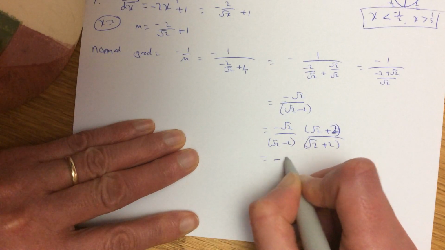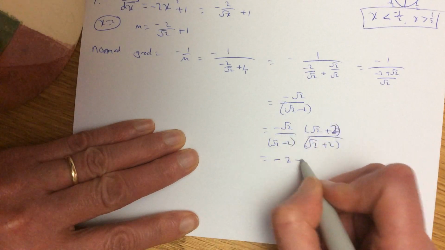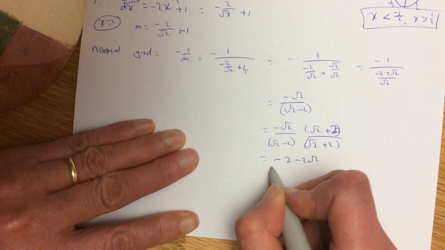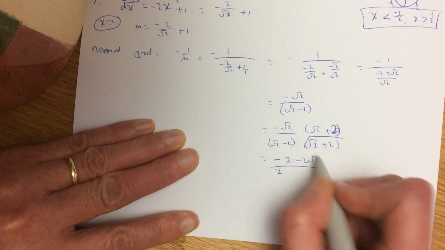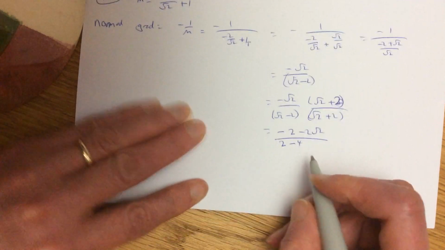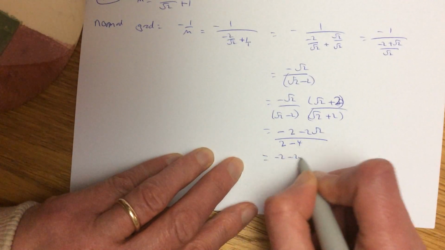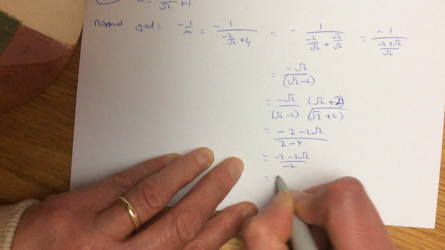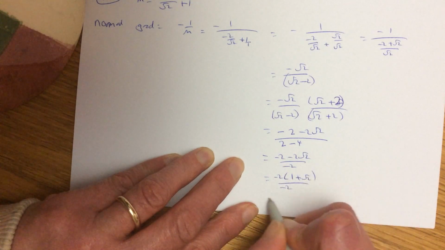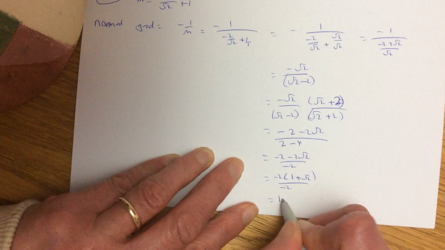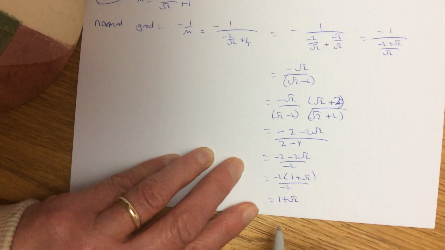Minus root 2 times root 2 is a 2. Minus 2 root 2. All over. The bottom line becomes 2. The roots disappear. Minus 4. A lot of minuses going on here. So what I'm going to do is factorise out a minus 2 of the top row. It will then cancel with the root 2 in the bottom row, leaving you 1 add root 2 as your final answer.